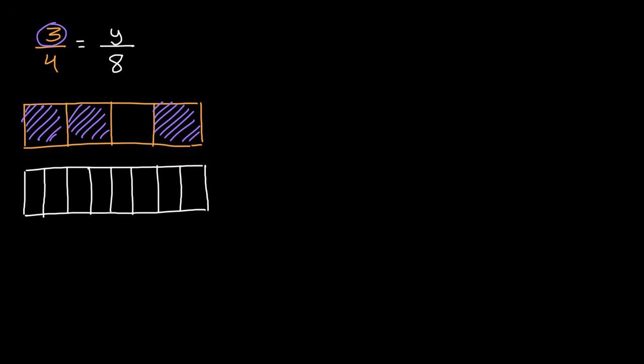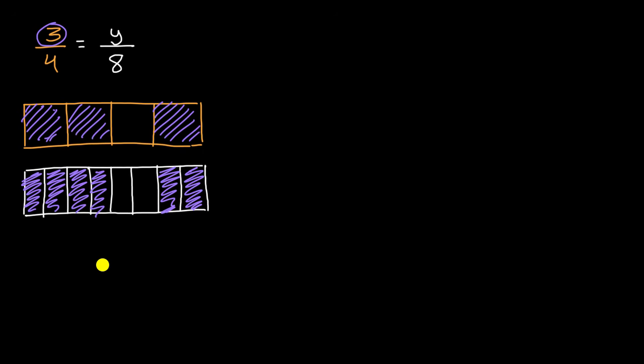All right, well, we can just look at this visually. So this first fourth, we could say that's equivalent to filling out this eighth and this eighth. So that first fourth is equal to 2/8. This second fourth is equal to another 2 of these eighths. And then this third fourth is equal to another 2 of the eighths.